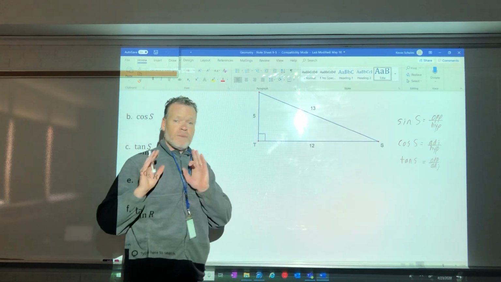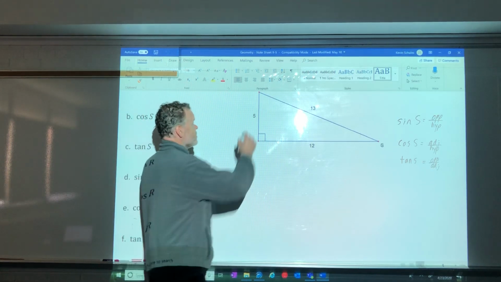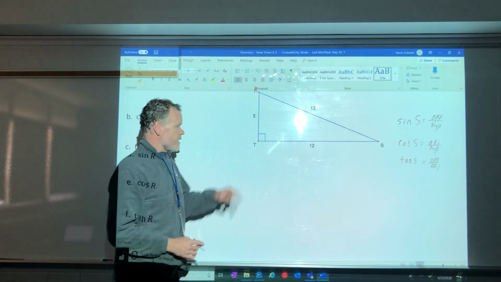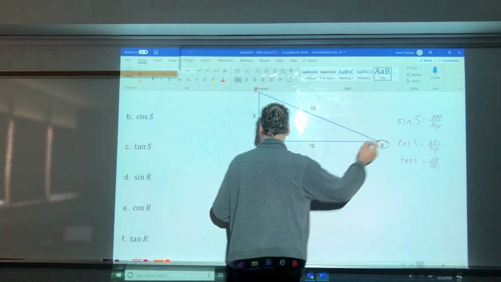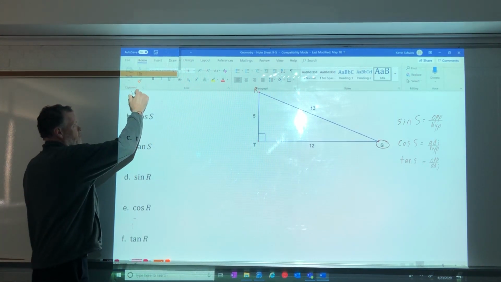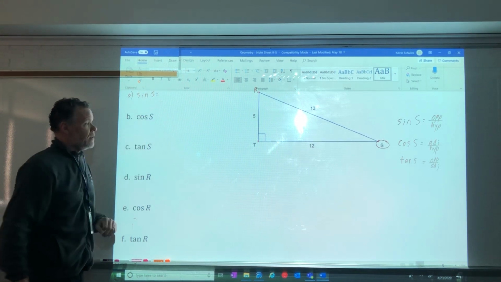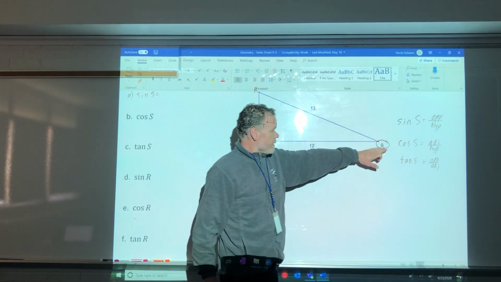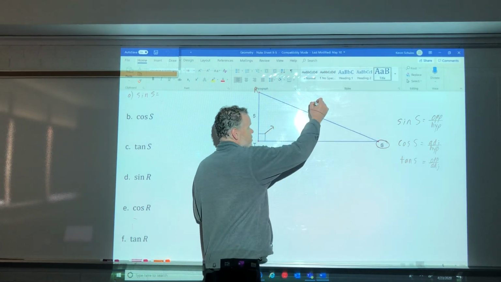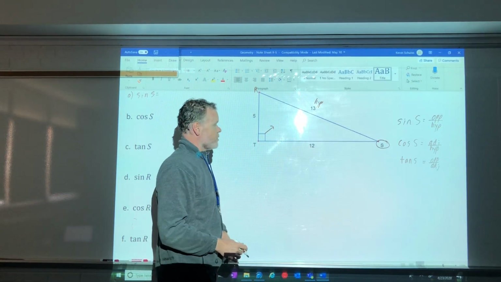Now, this is the most important thing with what we're doing here. Okay? You've got to come over to S. Again, this is R up here. Okay? And we're going to identify everything with respect to S, because we're initially going to find our sine. In your notes, you'll see you have sine S. Okay? We're talking about angle S here initially. Okay? First off, this is always your hypotenuse. Whether we're talking about S or R, that's always going to be your hypotenuse.